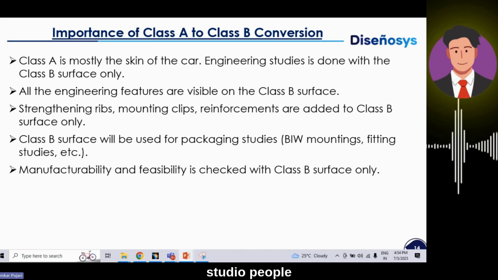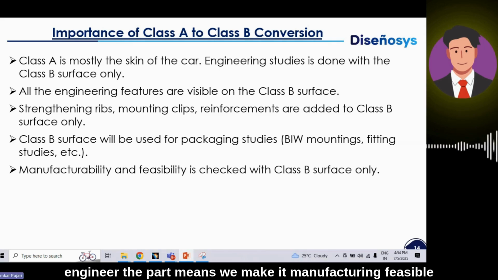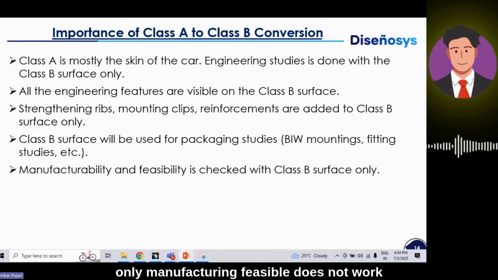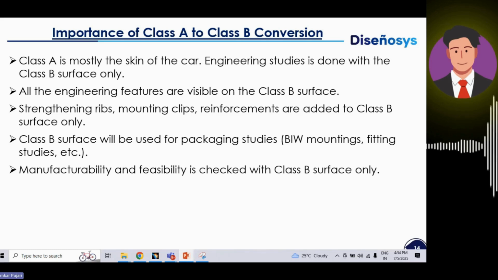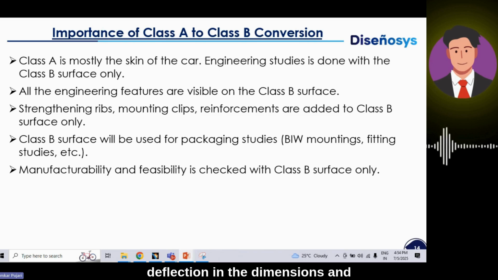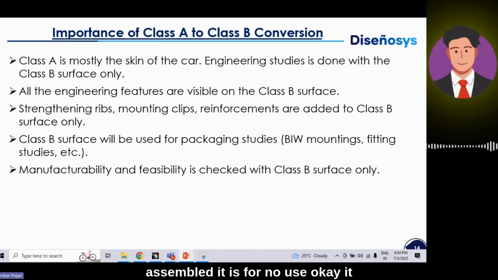Basically, the studio people's work is our input. We take that input and engineer the part, meaning we make it manufacturing feasible and fitment feasible. Only manufacturing feasible does not work. Now you may know that there are GD&T, geometrical dimensioning and tolerances. When you manufacture a part and there is a deflection in the dimensions, that part cannot be assembled. If the part cannot be assembled, it is of no use.